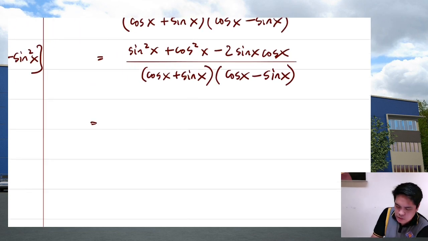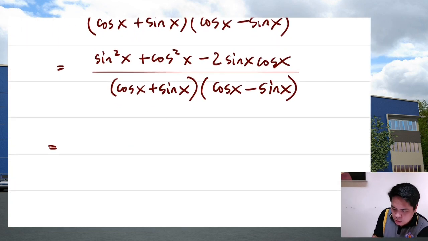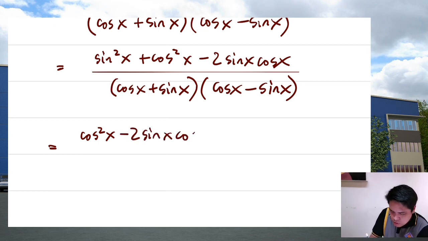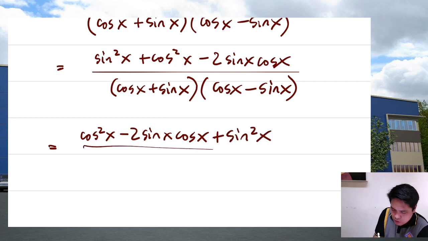Now, okay, ano yung pwedeng magawa dito sa numerator? If you notice, parang it forms something familiar. If I rearrange that to this, I'll have cosine squared x minus 2 sine x cosine x plus sine squared x. That is actually a perfect square trinomial.